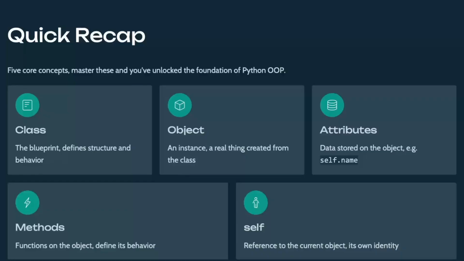Now let's quickly recap the key concepts from this video. A class is the blueprint. An object is an instance created from that blueprint. Attributes store data on the object. In our example, name was an attribute. Methods define behavior, and self refers to the current object itself. These concepts form the foundation of object-oriented programming in Python.